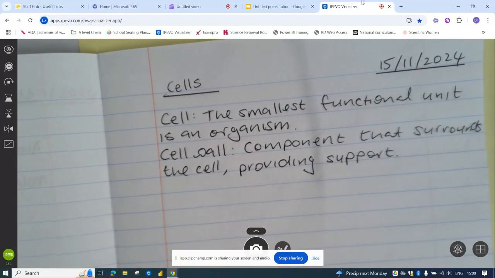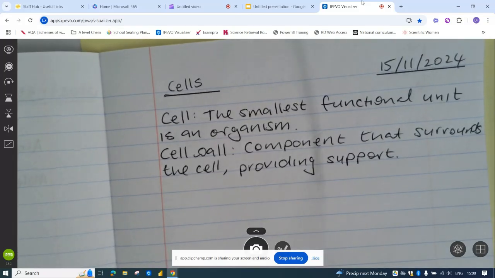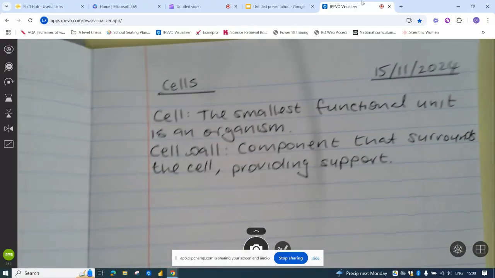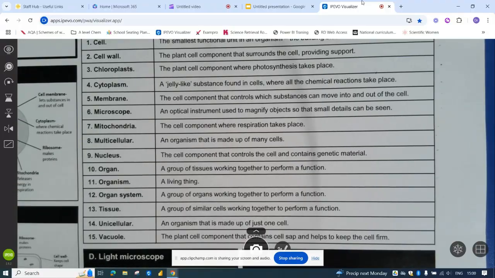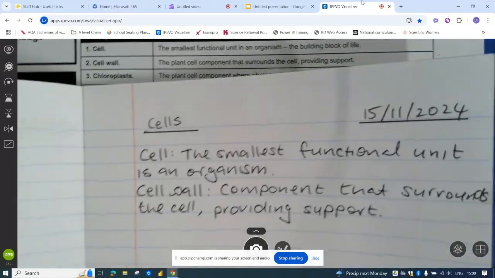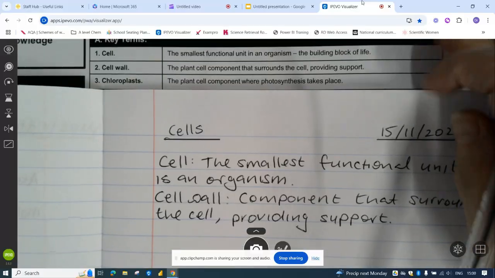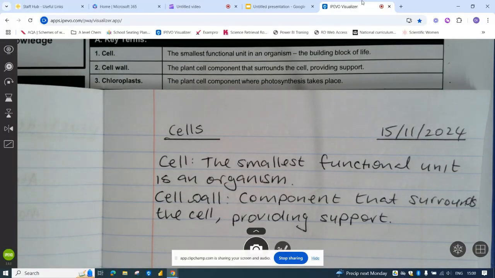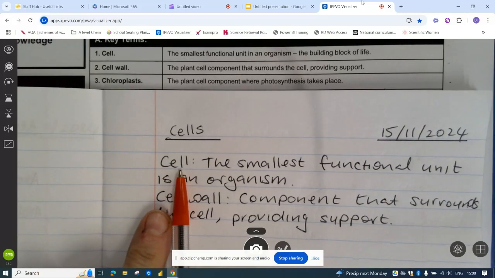Now imagine that I've completed that for all of the 5 keywords and key definitions. My next task would be to go back to the knowledge organizer and check: have I got it right? Is there anything I have missed? Let's go back to the knowledge organizer and check those keywords against the definitions that I've written. At this point, I would get a red pen and make any improvements if needed.